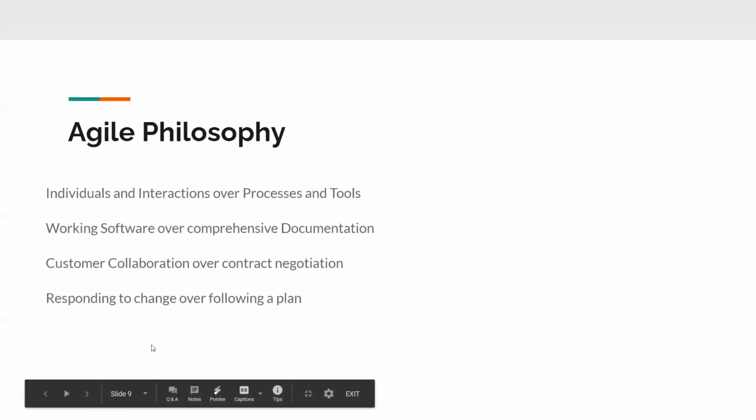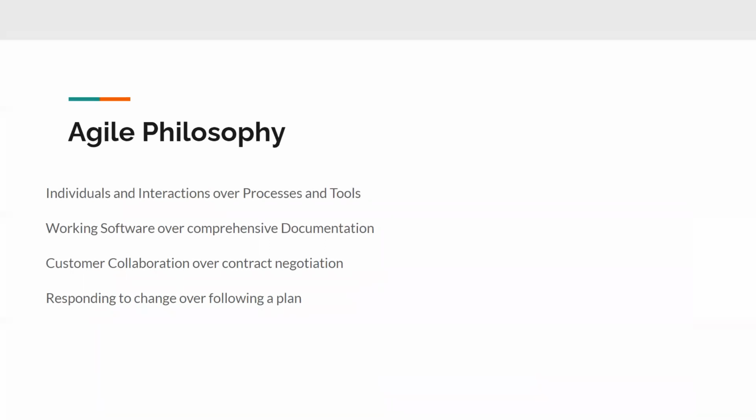Moving on to the Agile philosophy, really quickly, just to touch upon the Agile philosophy. One is that Agile believes in individuals and interactions over processes and tools.